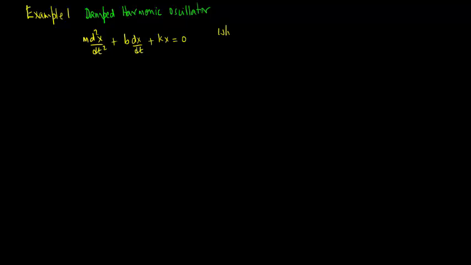As an example, let us consider the damped harmonic oscillator. Here's the differential equation. That's m d²x/dt² plus b dx/dt plus kx is equal to 0, where m, b and k are greater than 0. Now, this is an example of an ordinary differential equation.